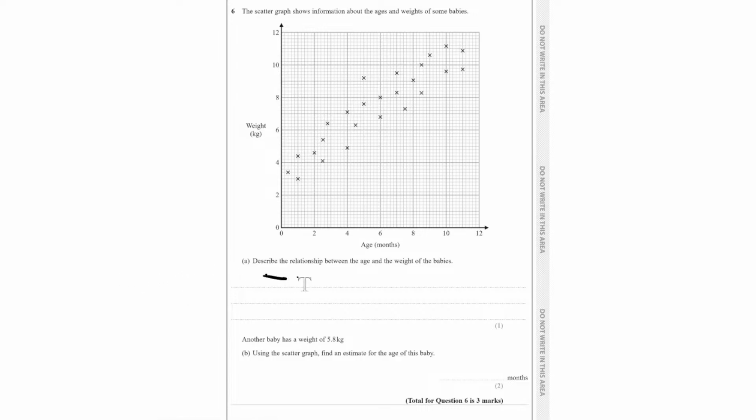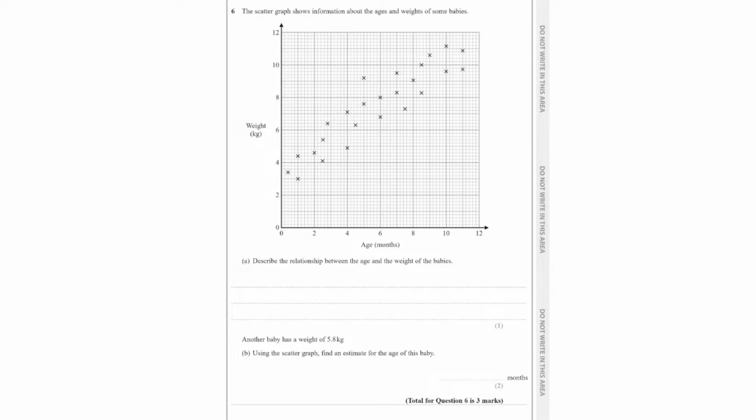So let's see if it will let me type or if I'll just try and write it. There's obviously different ways of putting it, but just describe what you can see on the scatter diagram. Can you see how obviously as the age increases, the weight also goes up? That's basically what they want you to say. They have also accepted in the mark scheme positive correlation. You could literally just write that. That's kind of the easiest thing to say.